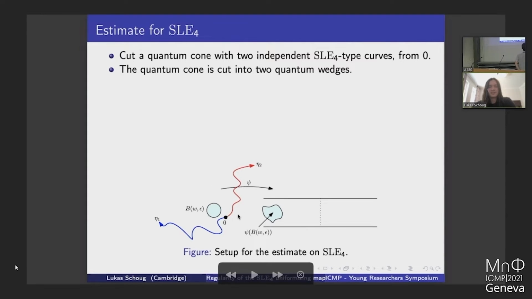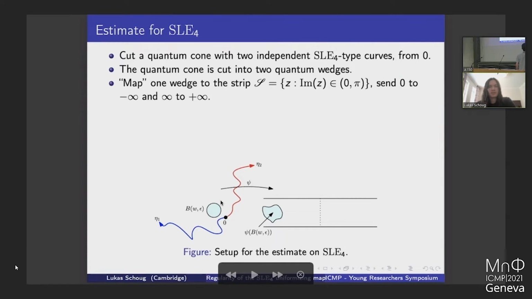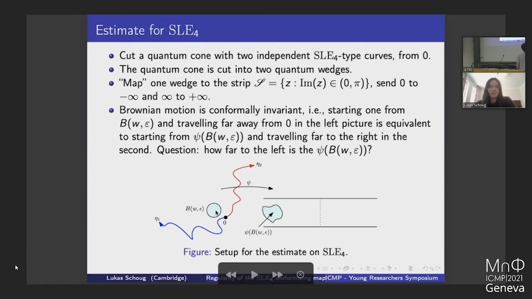So then this divides the quantum cone into two surfaces, two quantum wedges. And then, since it doesn't matter which simply connected domain you parameterize it by, you can just map it to this domain here, the strip. And a Brownian motion is conformally invariant, so the probability of escaping far from 0 here is the same as the probability of going far to the right here, as long as we map 0 to -infinity in the strip.